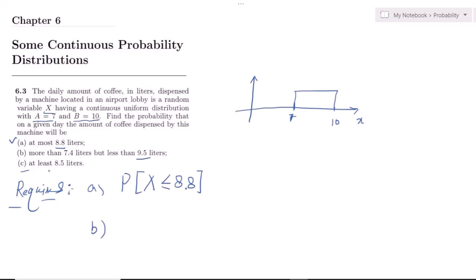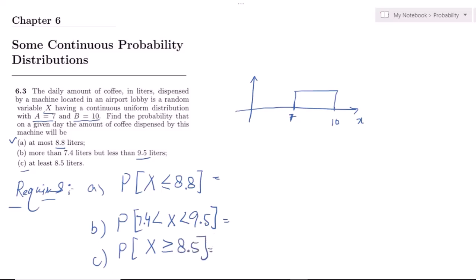B is more than 7.5 liters, meaning x is greater than 7.5 liters and less than 9.5 liters. Okay, and C is what? At least 8.5 liters, meaning P of x greater than or equal to 8.5 liters. Okay, so we have also solved a question like this one in our previous video, which was 6.2, and we have used two methods.